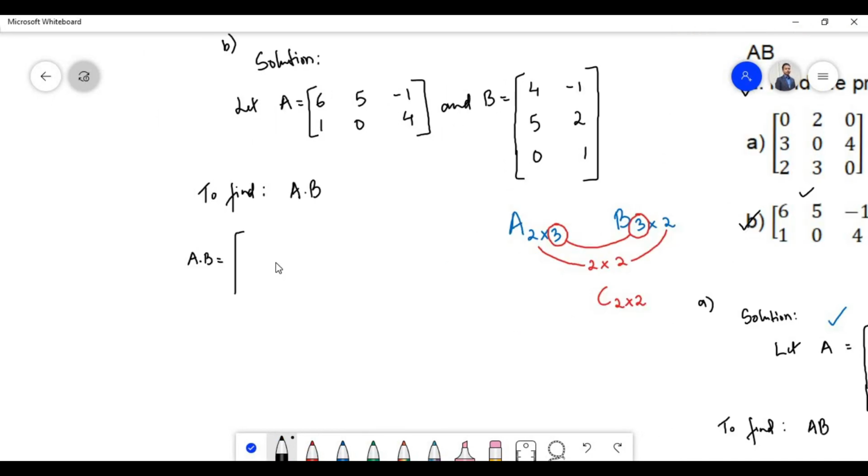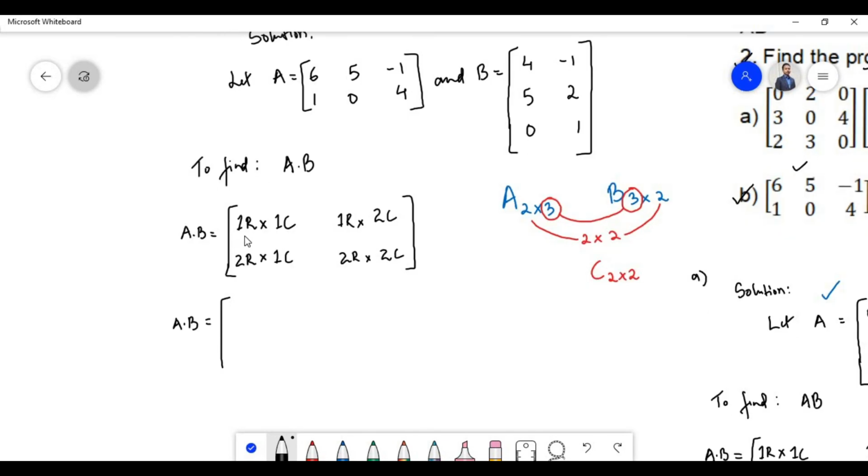Now, in the multiplication of the two matrices, we need to multiply first row with the first column. Next, the first row with the second column. Next, the second row with the first column. And second row with second column. Let us start by multiplying the first row with first column. That is 6 times 4 plus 5 times 5 plus minus 1 times 0. Next, first row with second column. That is 6 times minus 1 plus 5 times 2 plus minus 1 times 1.